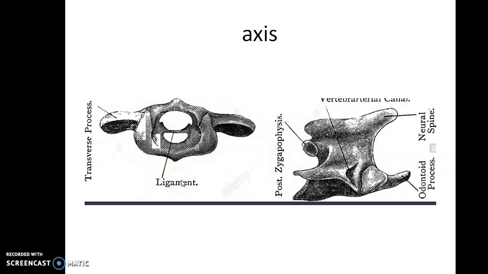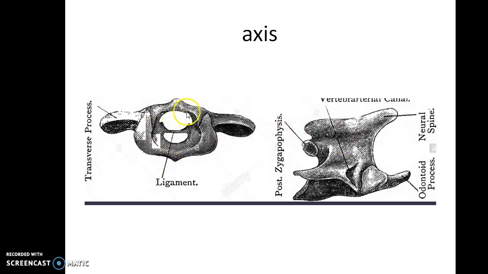The atlanto-odontoid articulation helps in the rotation of the head. So this odontoid process, when it articulates with the atlas, will help in rotation of the head. The neural spine is quite long and compressed. The neural spine is long and compressed. The transverse processes are short.